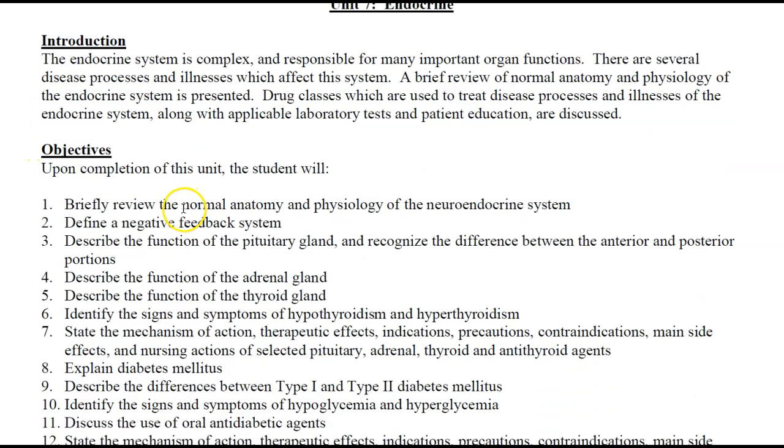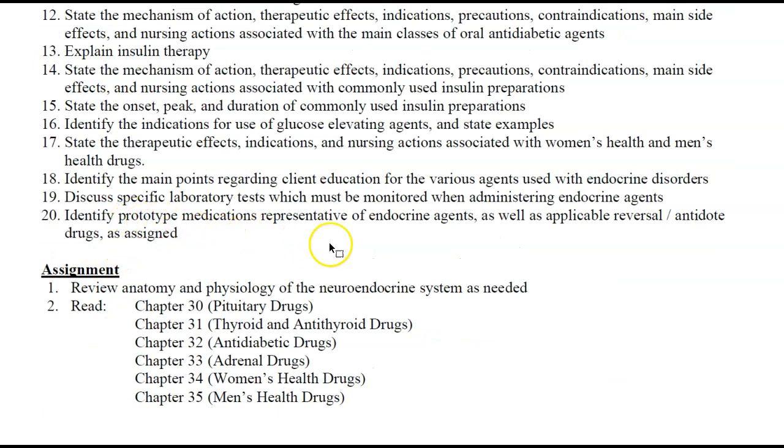So these are your objectives and these are your reading assignments. Again, this is not mandatory, but if you want to understand the endocrine system a little bit more, or if you need supplemental information, you can find them here in these chapters.